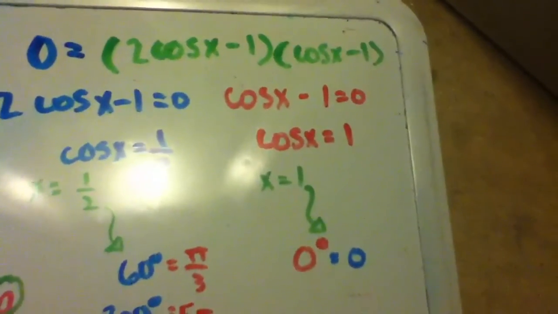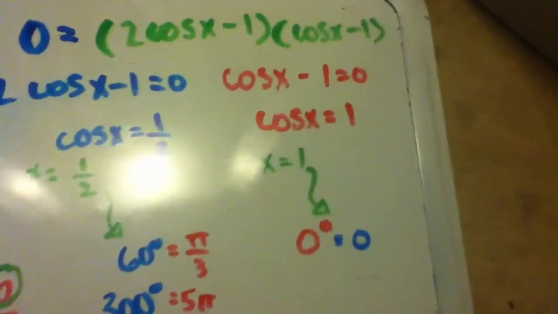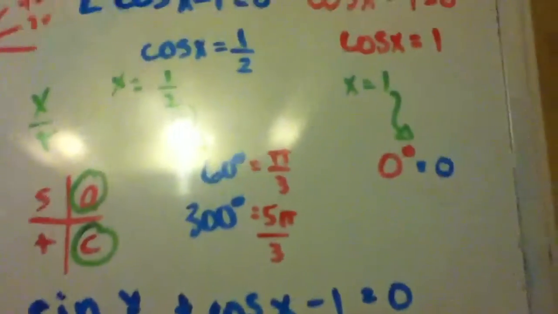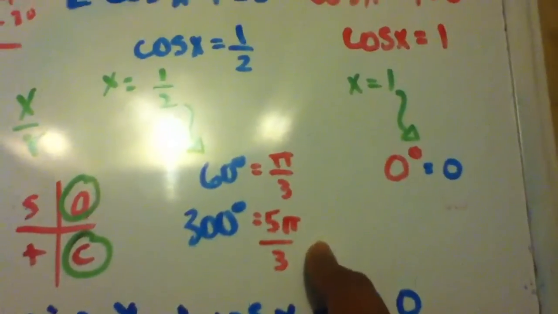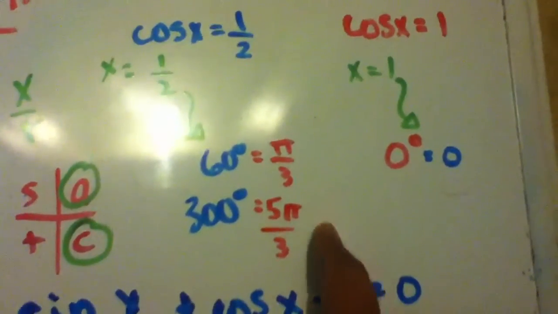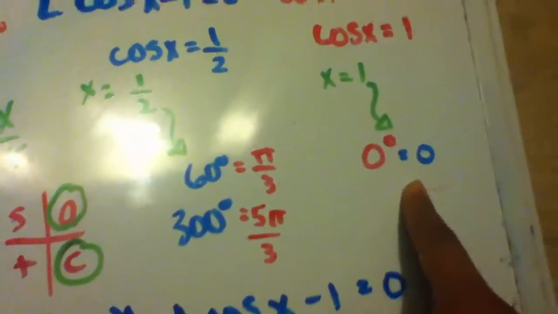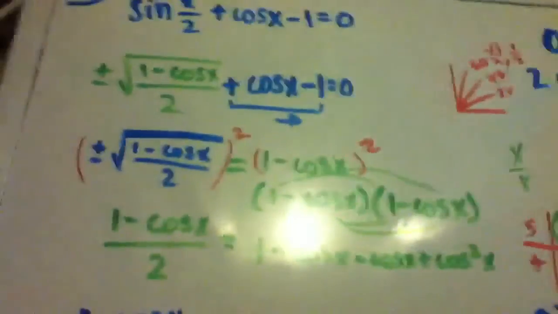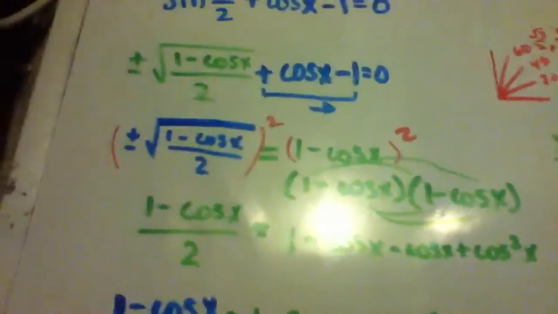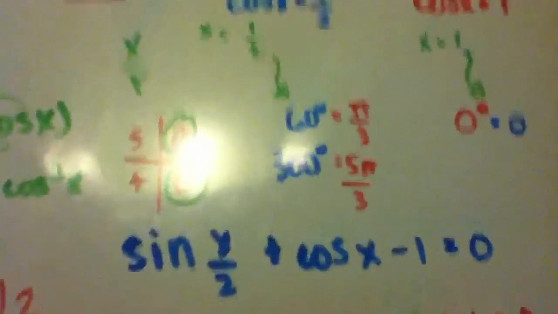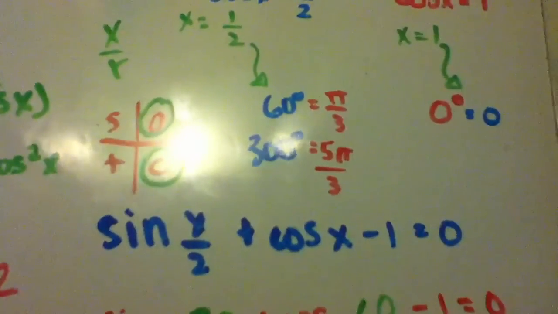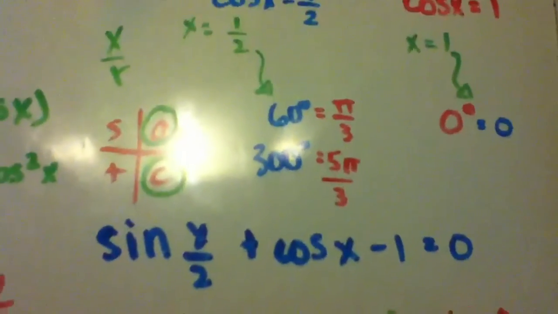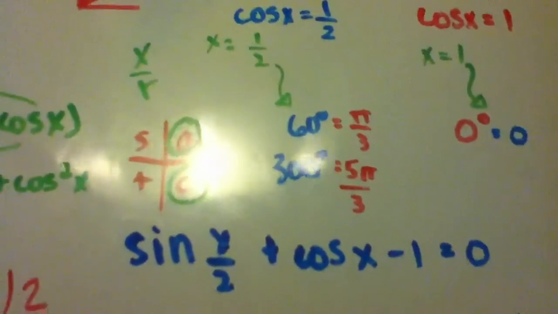And cosine equaling 1, which is really x equaling 1, gives us 0 degrees. And we have our radians for these solutions, which are pi over 3 and 5 pi over 3, and this one is just 0. Since we did square both sides over here, we are going to check for extraneous solutions by plugging them into our original equation, which is sine of x/2 plus cosine of x minus 1 equals 0.